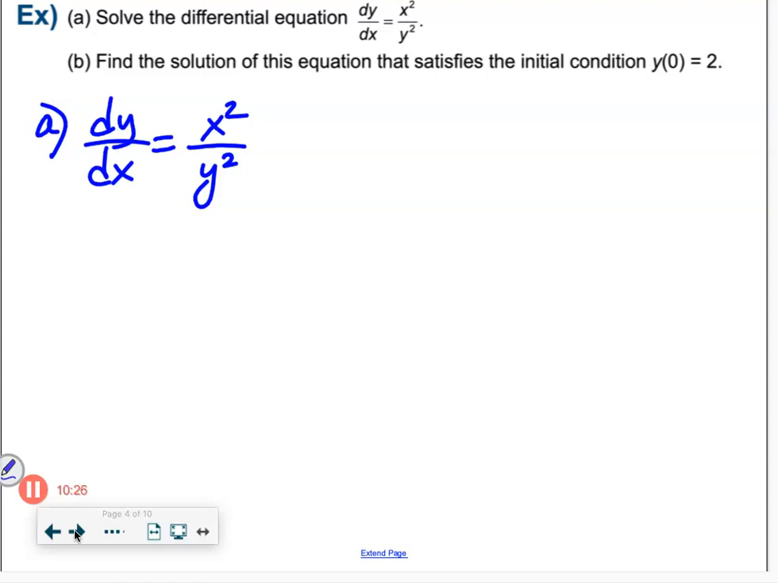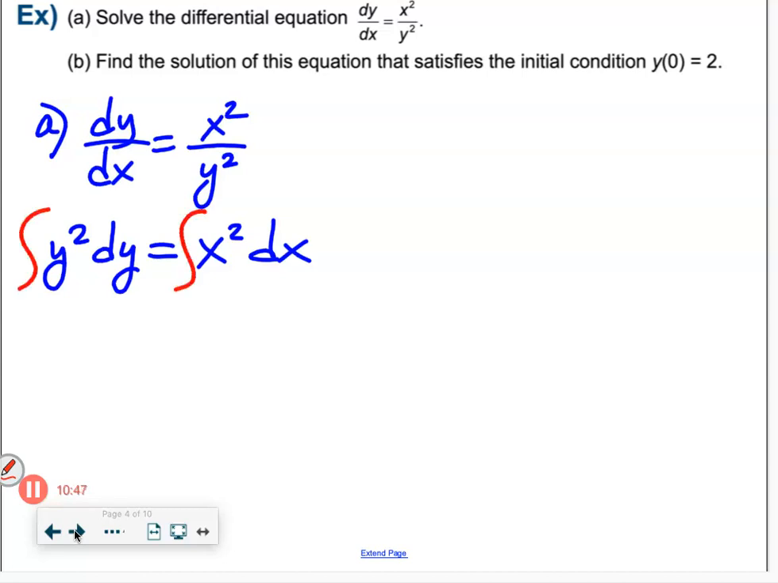Okay. So we multiply both sides by y squared, and then we multiply both sides by dx, and you end up with that. Is that what all the groups got? Yes? All right. What do we do next now? What do we do with this? We integrate both sides, right? So go ahead and integrate both sides. Should be pretty similar.